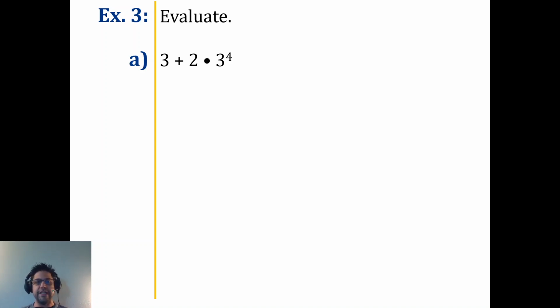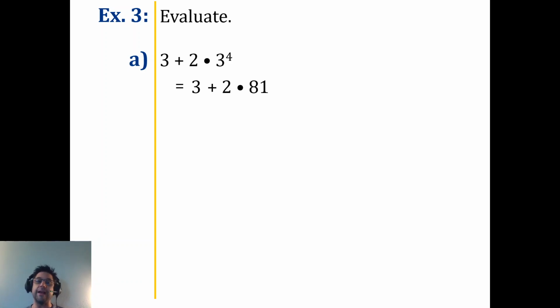Let's do our 3 to the 4th power. Now, 3 to the 4th power, the base is just a 3. Really thinking about it as 3 times 3 times 3 times 3. So a total of 4 times, because the exponent of 4. Which gives us an 81, because it's really 9 times 9, 81.